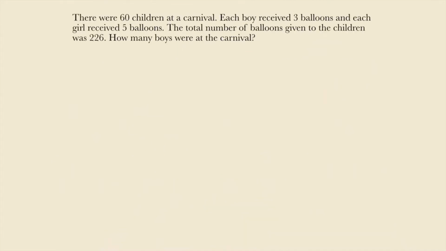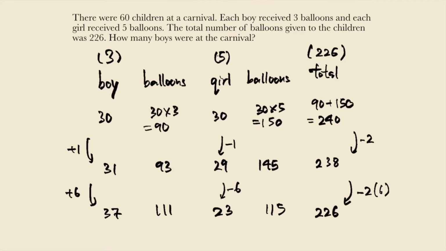There were 60 children at a carnival. Each boy received 3, each girl received 5. Let's draw up the table. Each boy received 3, each girl received 5. The total is 226. Right, so 60 children, let's guess 30, 30 even each, and realize that, oh my goodness, there are too many balloons. So let's reduce the number of girls by 1, increase number of boys by 1, and the total reduction is 2. So when I make this adjustment here of minus 1, the total got reduced by 2.